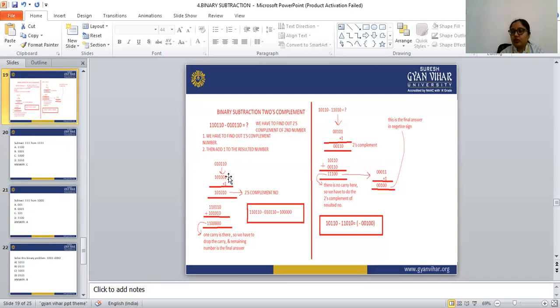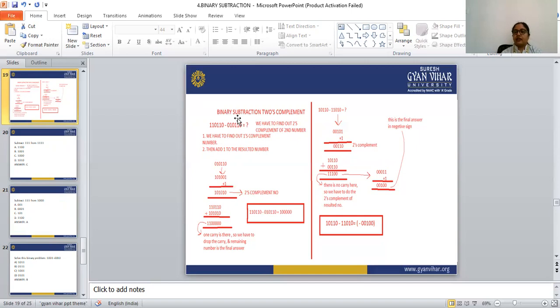For finding out the 2's complement number, what we have to do? We have to add 1 here, so that the resultant number is the 2's complement number. Look at this: 1 plus 1 is equal to 0, carry 1. 1 plus 0 is equal to 1. Then next 0, 1, 0, 1. So this number is the 2's complement of this second number.